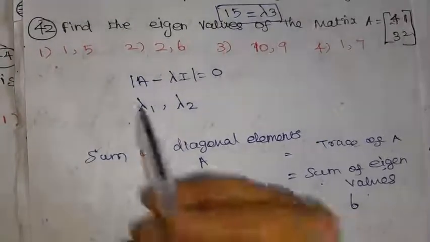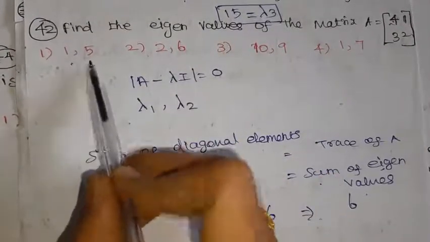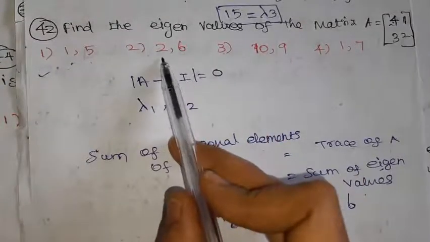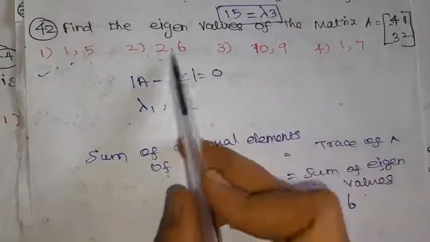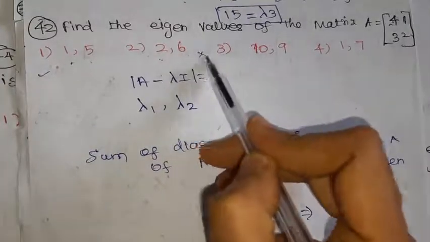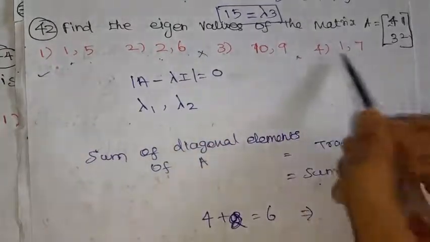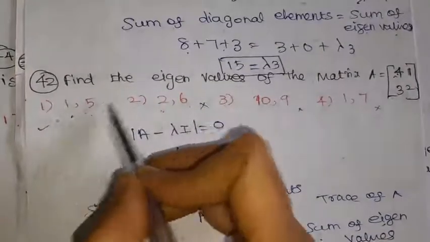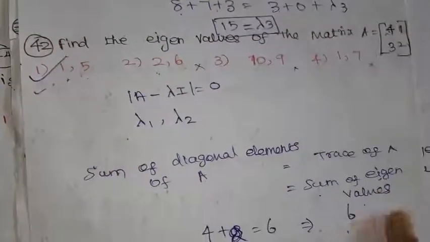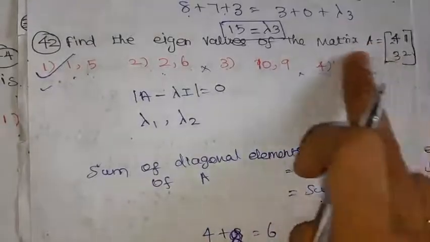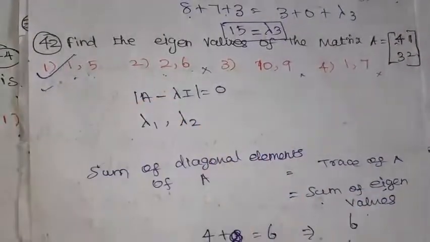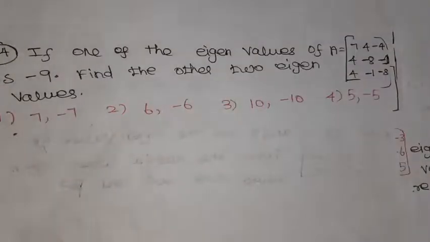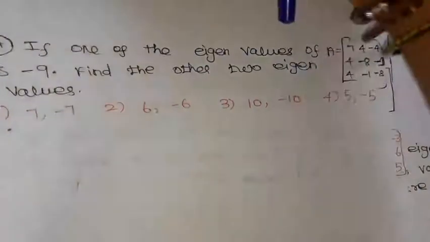So we'll check these eigenvalues. 1 plus 5 is 6, so it may be an option. Check the rest of the options. 6 plus 2 is 8, wrong. 10 plus 9 is 19, this is also wrong. 1 plus 7 is 8. Here 1 plus 5 is 6. So the sum of the eigenvalues should be equal to the sum of the diagonal elements. So from the properties we can solve this problem. Then question number 43.